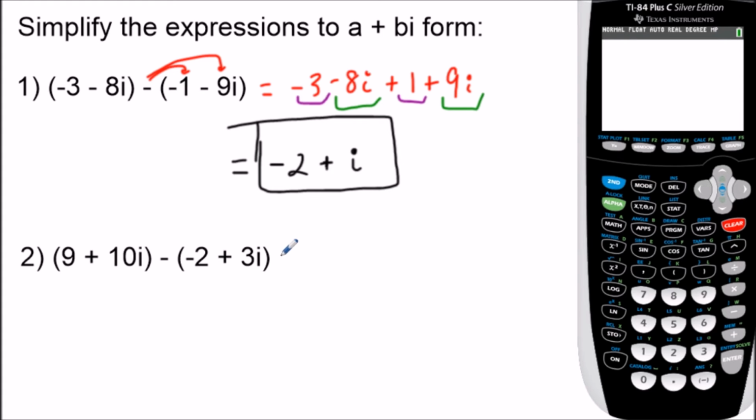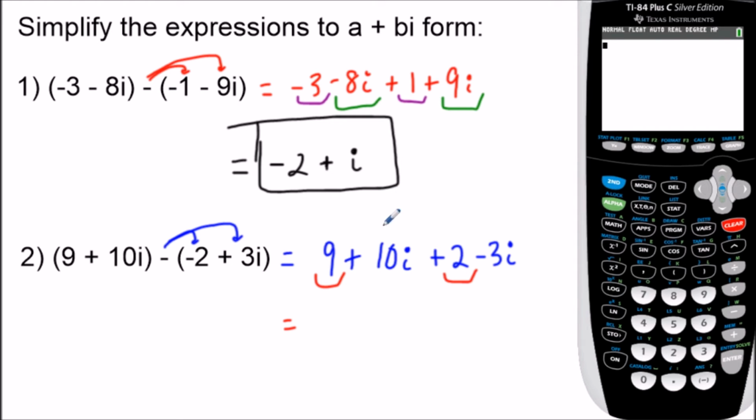Now for question 2, same thing. I would expand this first. So we have 9 plus 10i, that we could just write. And now when we distribute this negative, we're going to have plus 2 and now minus 3i. Then to simplify all this, once again, we're going to add the real parts. Those are the parts without the i's attached. We're going to have 11 for the sum of the real numbers. And now for the imaginary components, we have 10i minus 3i, so this will simplify to plus 7i.